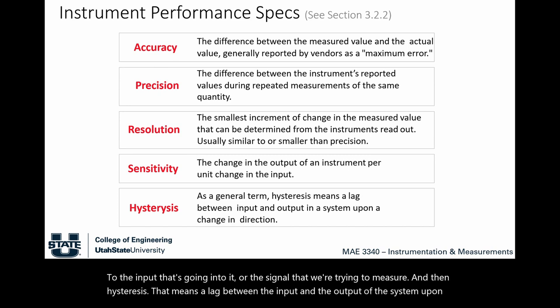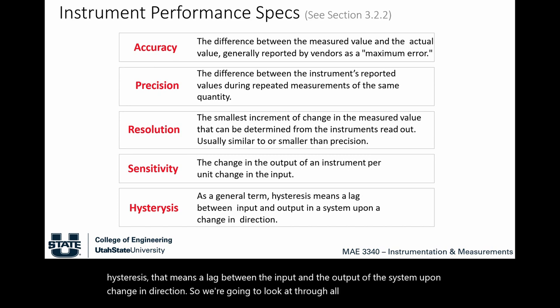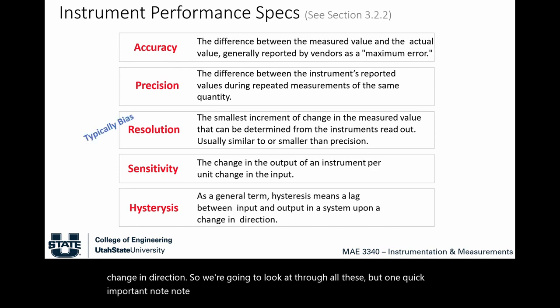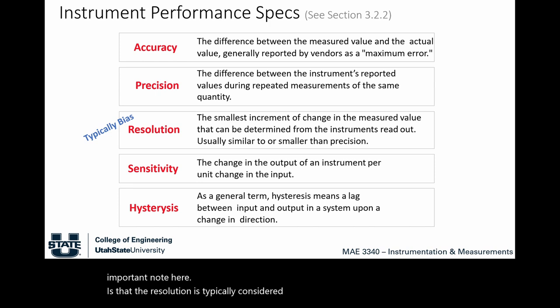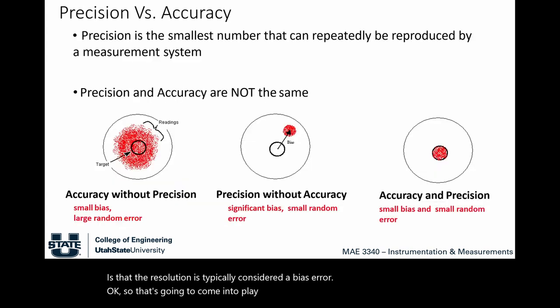change in direction. So we're going to look through all these, but one quick important note here is that the resolution is typically considered a bias error. Okay, so that's going to come into play later on.